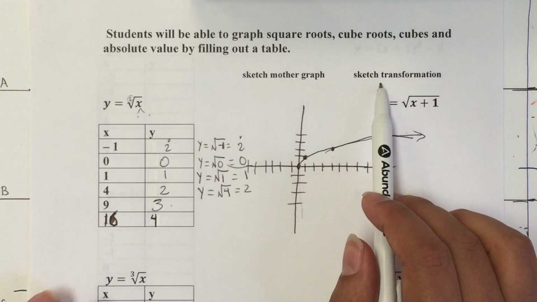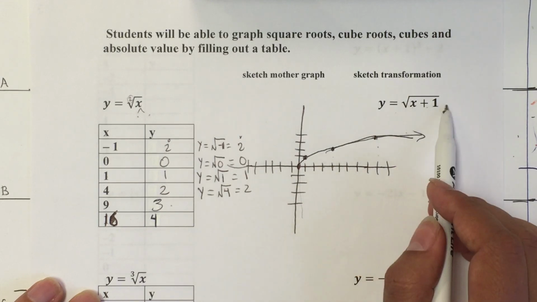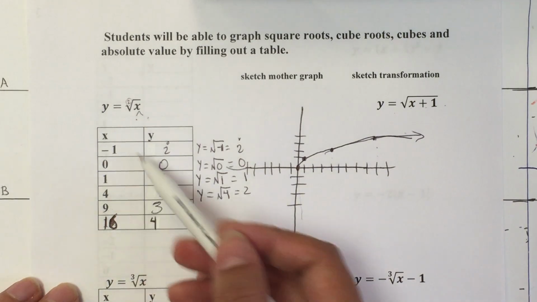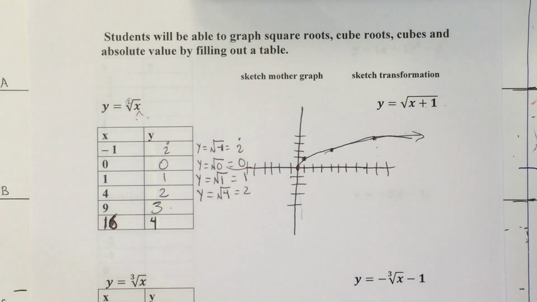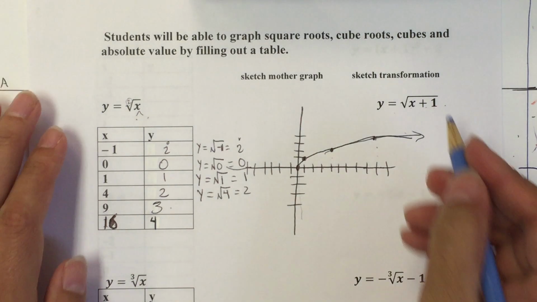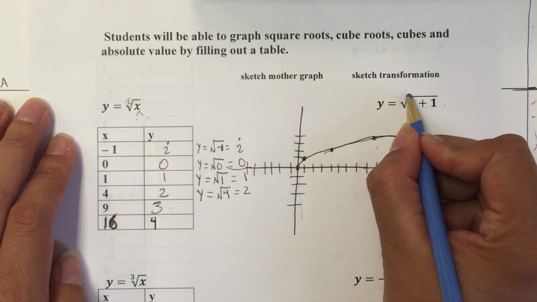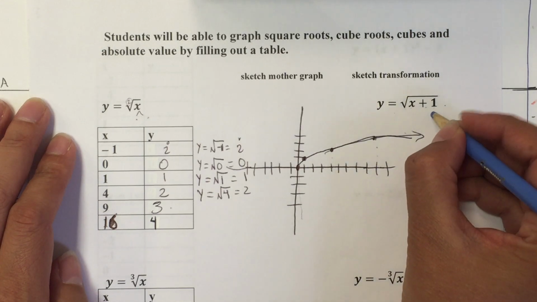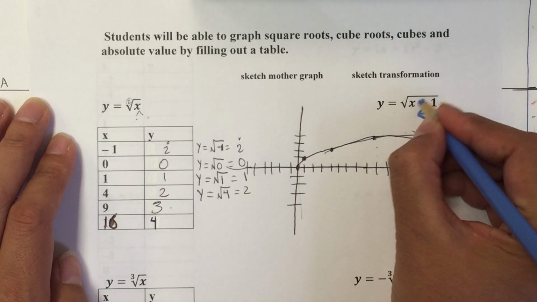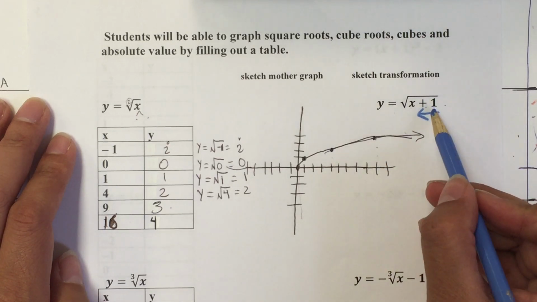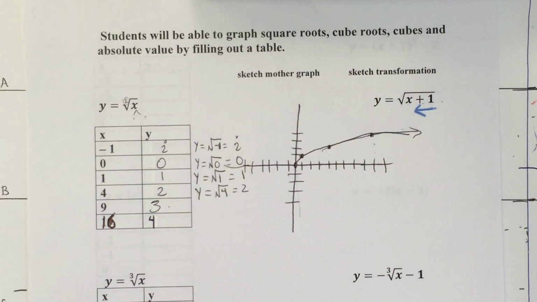Now, it says sketch the transformation y equals the square root of x plus 1. And we can get complex in here, but we can also recall some information from quarter 3. If you remember, when we're adding inside of the parentheses or inside of the square root, it's the opposite. So instead of going right, because it's positive, it's going to go to the left.